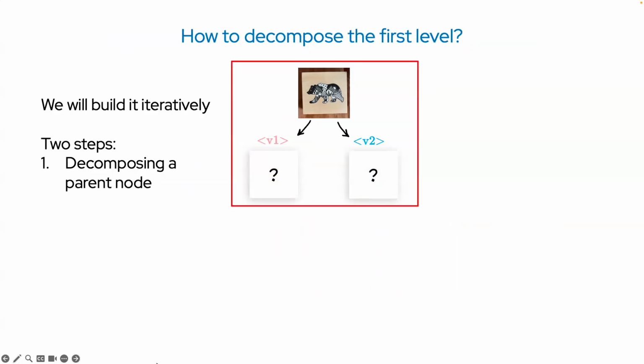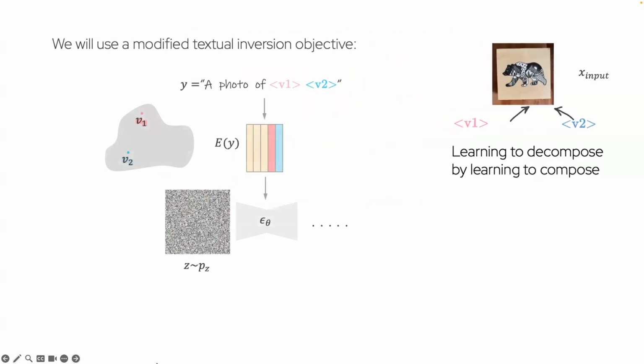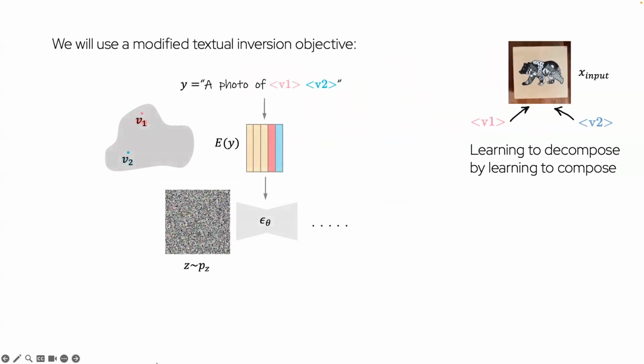So we will learn to decompose by actually learning to compose. So we will use the only supervision that we have, which is each time the parent node. And our objective is to find two vectors in this latent space that together depict the parent node, okay? Which is translated into, if we condition the generation on the sentence containing these two consecutive words, we want eventually the model to generate an image depicting our own concept. And this will be an iterative optimization.